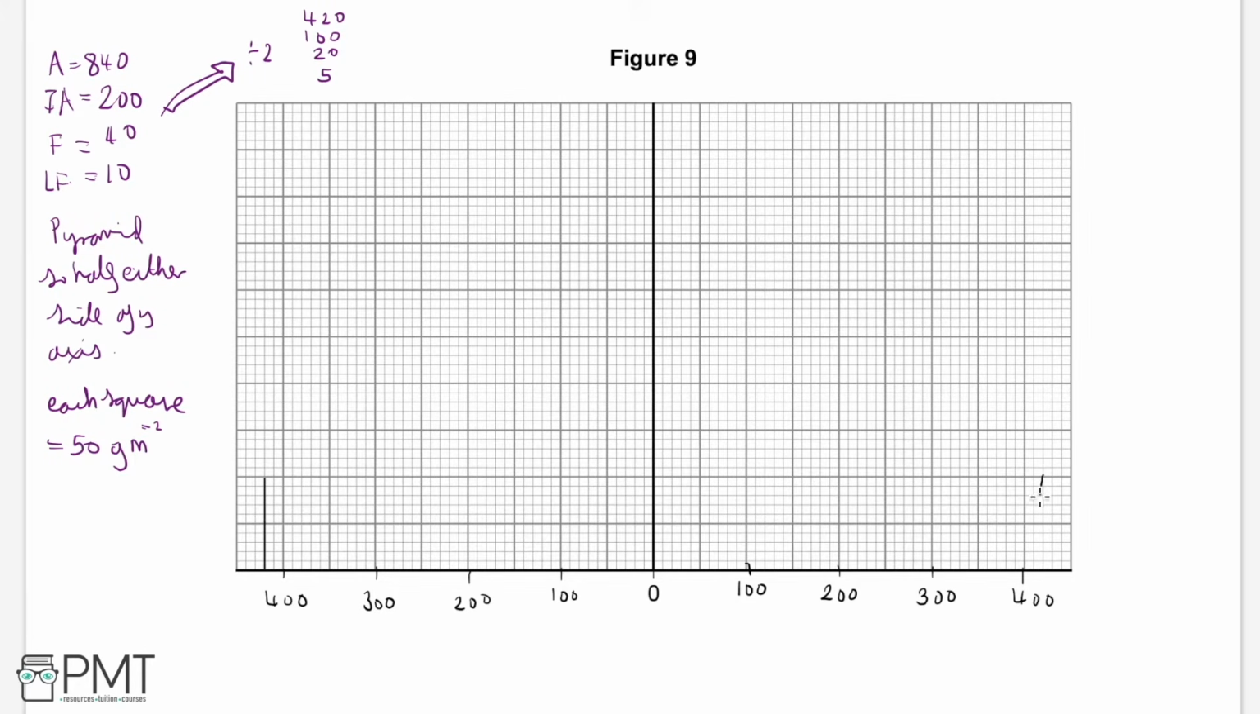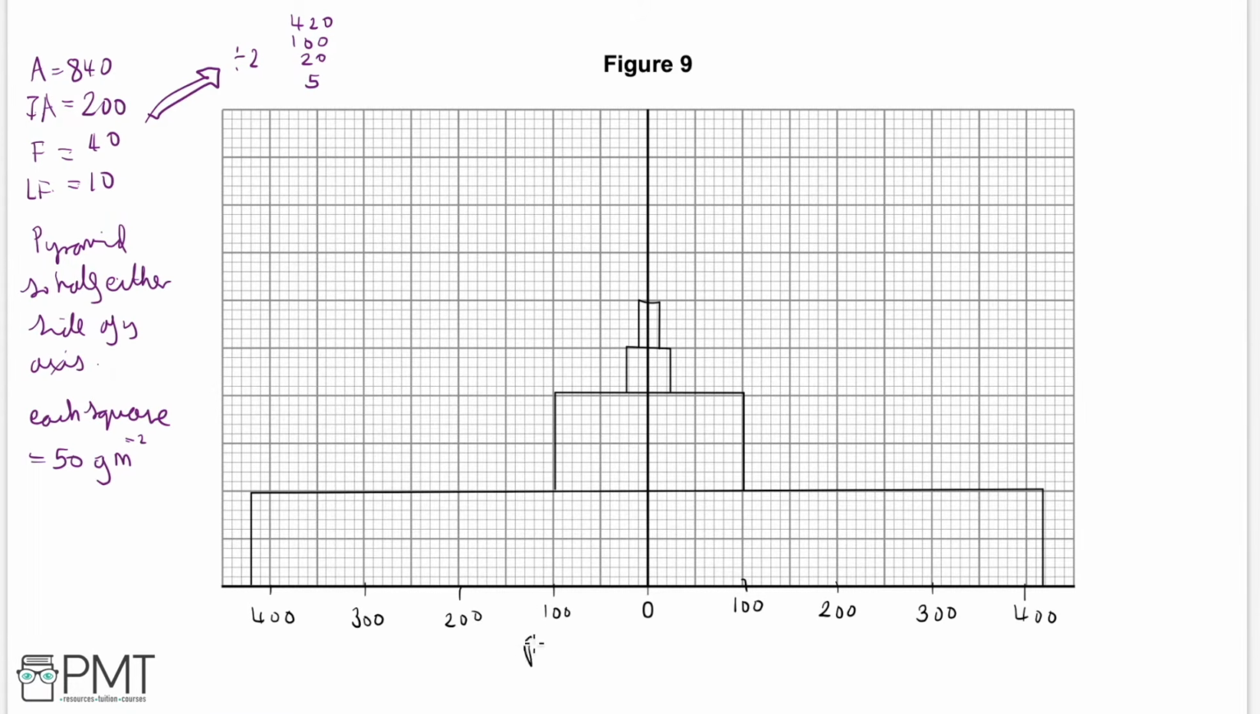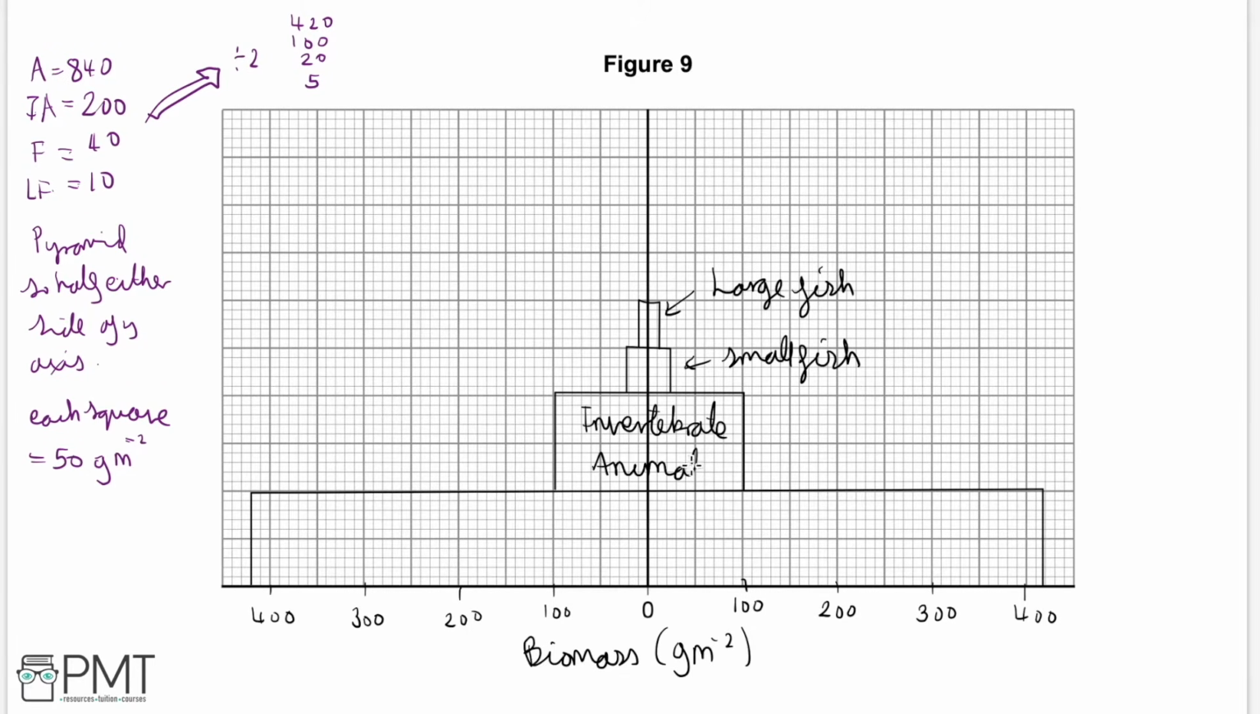Starting with the largest, that is the producer, the algae. Be careful here that you plot it accurately, since you are only given plus or minus half a small square of leniency. Once we have plotted the pyramid, we must then make sure to label it. First of all, we'll label the x-axis as biomass and include the units, grams per meter squared. Then, we have to label each of the bars: large fish, small fish, invertebrate animals, and finally, algae at the base of the pyramid.